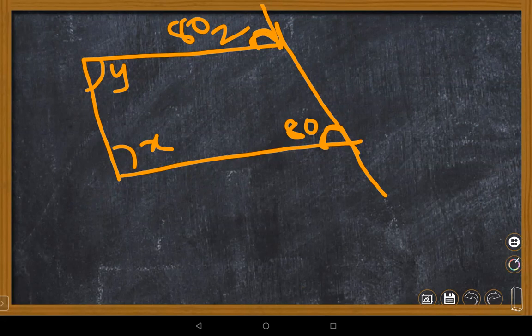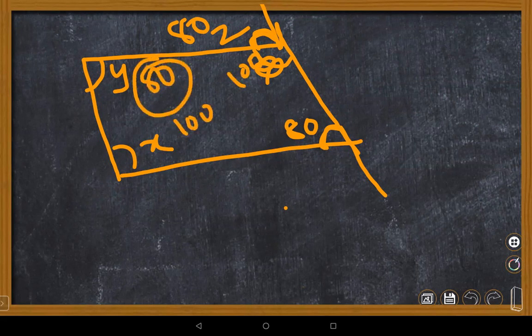If Z equal to 80, what is this angle? Ma'am, that angle is 100 and X is 100. X is 100 and Y is 80, ma'am. This is also 100. Y is also 80. Very good. Right, children, right.